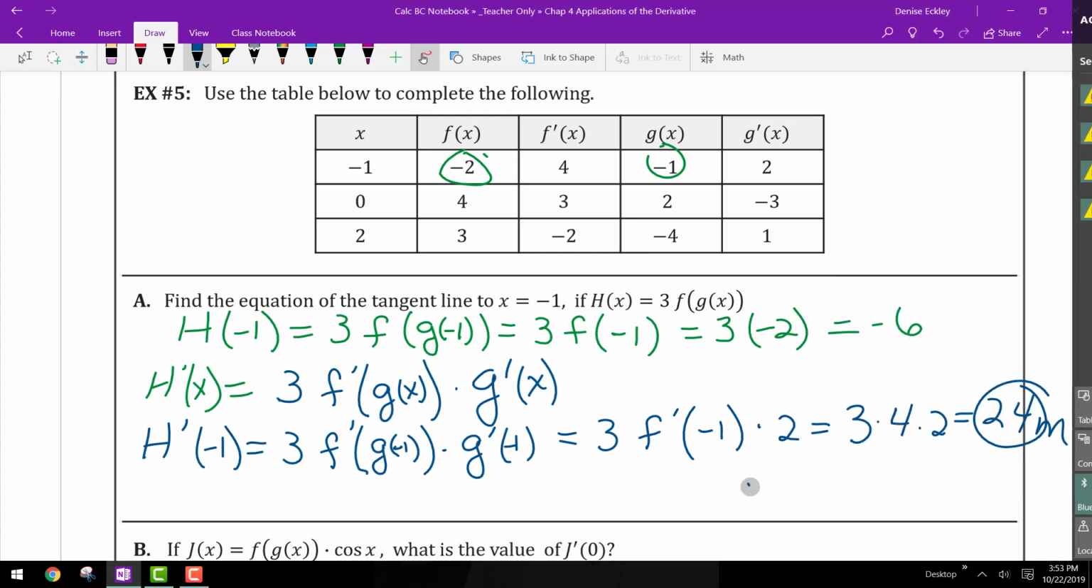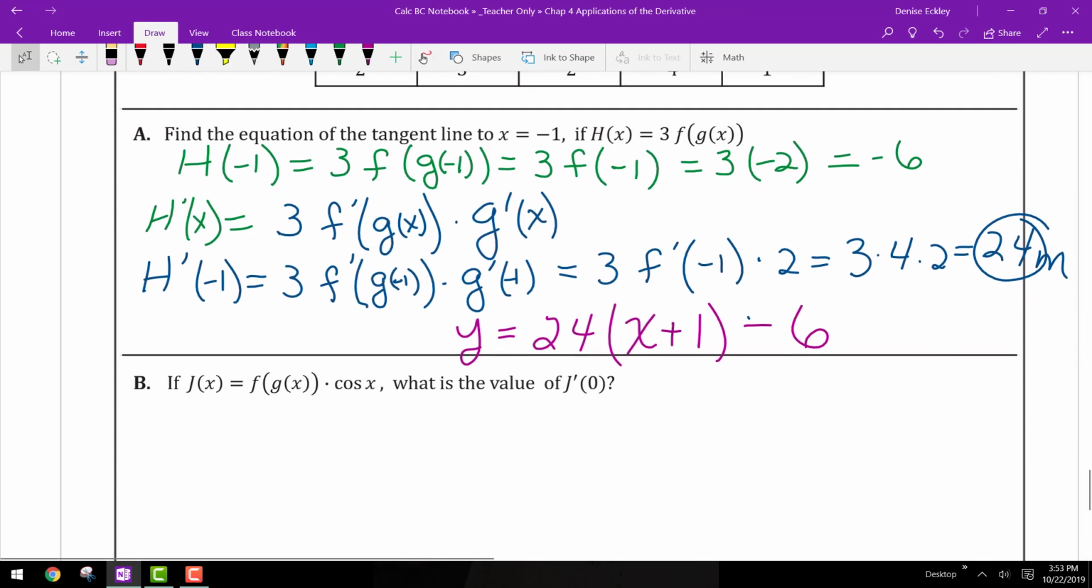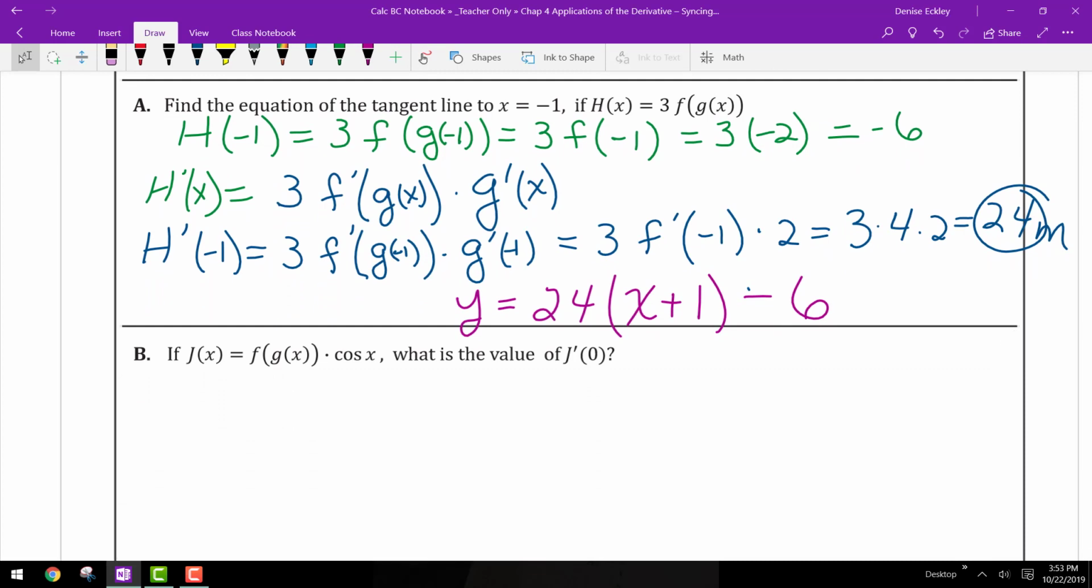Okay, so our equation of our tangent line is going to be y is going to equal 24 times x plus 1 minus 6. All right, that's part A. Part B then says, if j of x is f of g of x times cosine of x, what is the value of j prime of 0? So the first thing we have to do is find j prime of x.